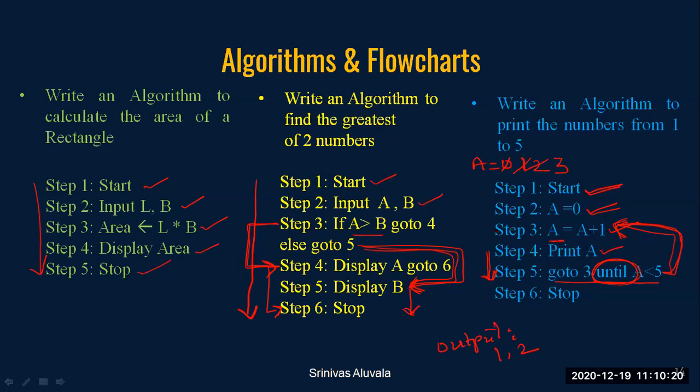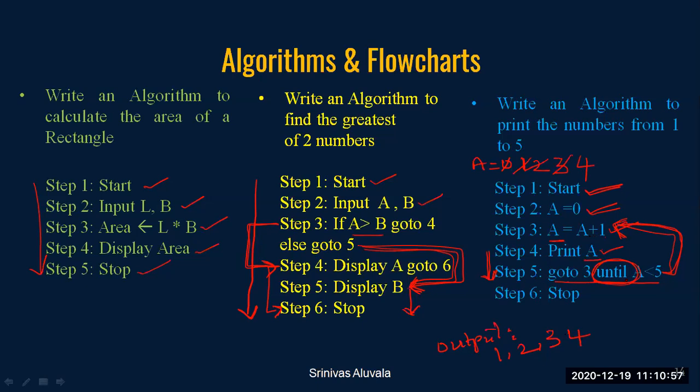Next it goes to the next step, which is print a. What is a? 3. Now I get the output 3. After printing 3, again it goes to step 5: go to 3 until a is less than 5. a is 3, and 3 is less than 5. It is true, so again it goes to the third step, a equals a plus 1. a is 3, plus 1, now a becomes 4. After that, it prints a. What is a? That is 4. And after printing 4, again it goes to step 5.